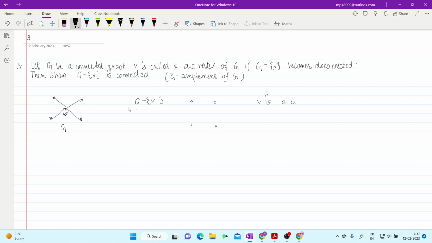This is similar to a question that we discussed previously. There we had a cut edge. Now instead of an edge, we have a vertex. So this is a cut vertex. Now we have to prove that if G is a connected graph and V is a cut vertex of G, then G bar minus V is connected, where G bar is the complement of G.